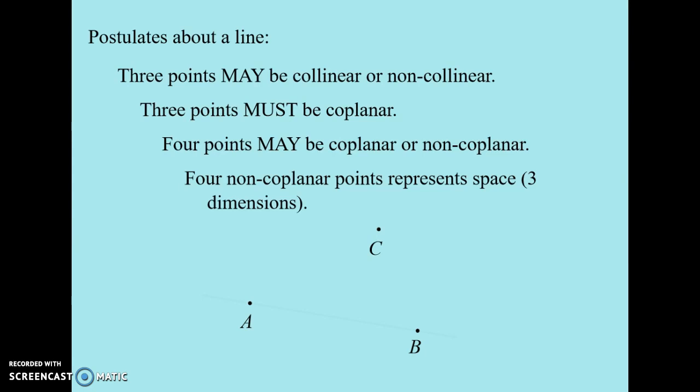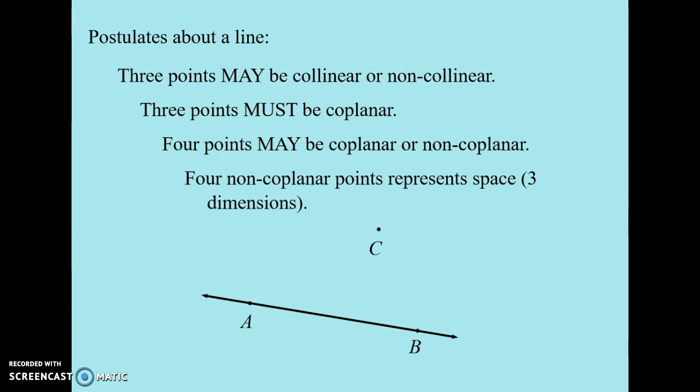Also, if I'm talking about some points and I have a line that goes through A and B, 3 points may be collinear. I might have a point D on line AB. They could be collinear, or they might be non-collinear. But 3 points must be coplanar. I can always draw a plane that contains all 3 of those points, just like the flat surface is here.